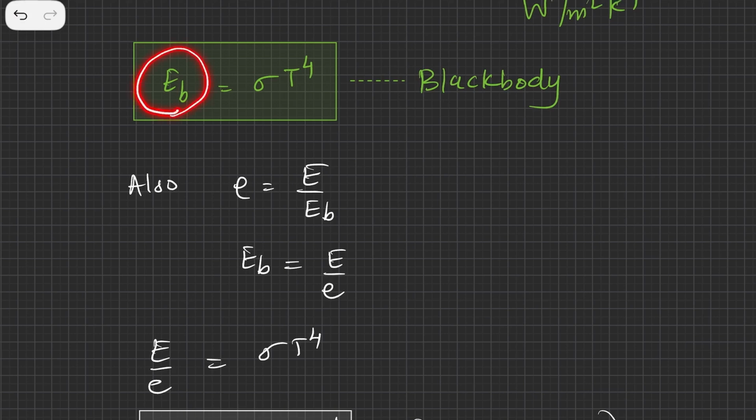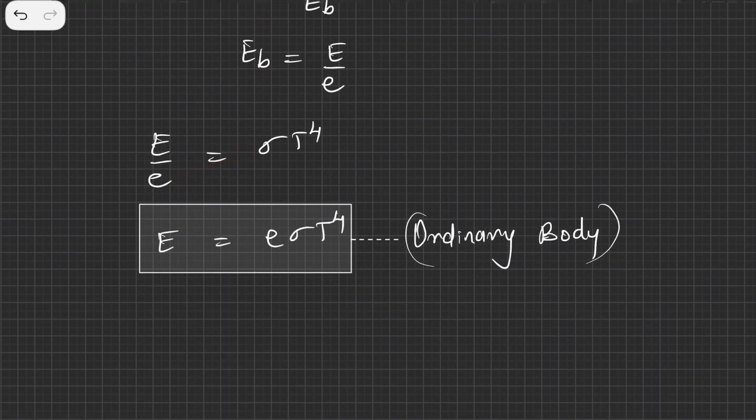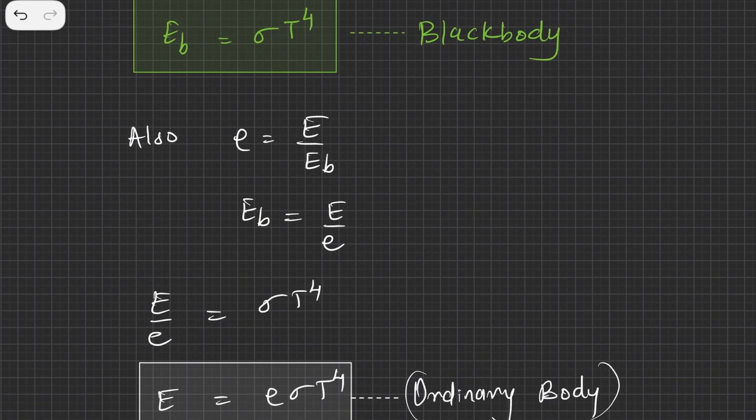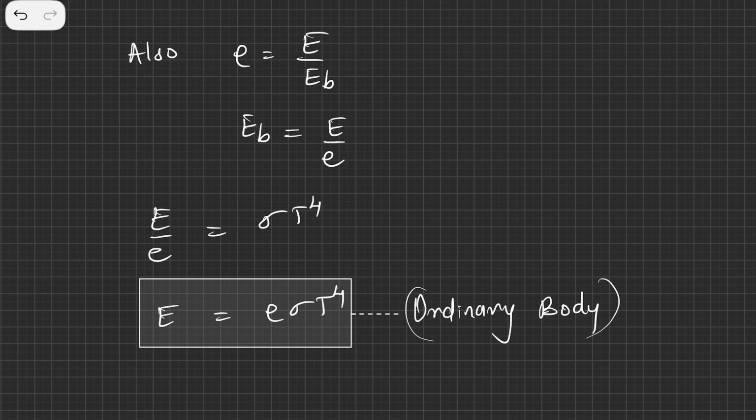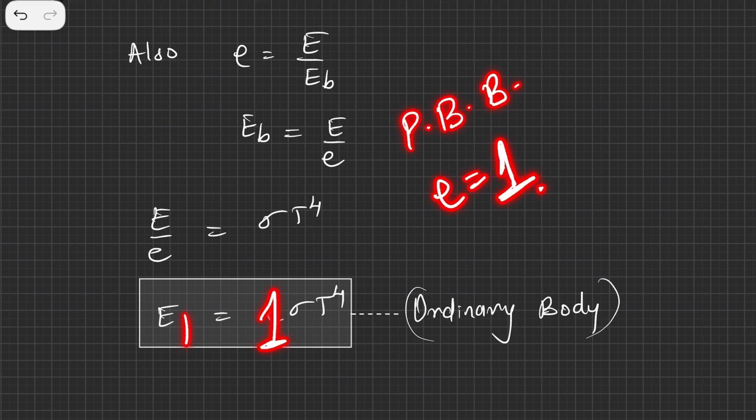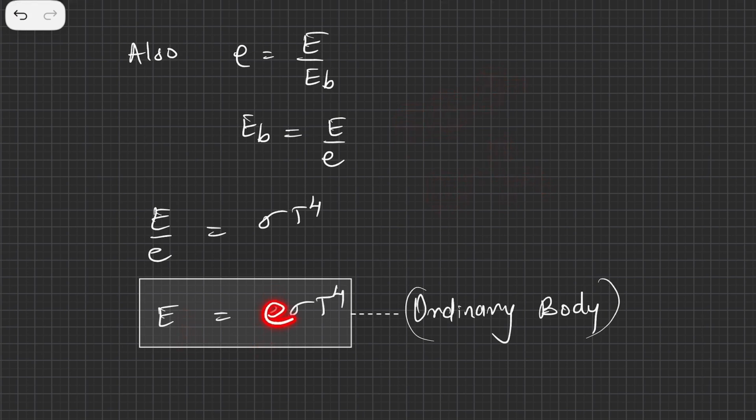Now if you see, this is EB and you just replace this value over here, so I get E upon e is equal to sigma, T as it is. Now just move this small e on the other side, so you get E is equal to e sigma T raised to 4, which is Stefan Boltzmann's law for an ordinary body. So if you see, there is a difference of only an e, like there is no e over here and there is a small e over here. And if you recollect from my previous class, I have said that for a perfectly black body, small e, that is the emissivity value, is 1. If I put 1 over here, then it becomes the emissive power for a perfectly black body. So for an ordinary body it is E equal to e sigma T raised to 4. For a perfectly black body it is EB is equal to sigma T raised to 4.